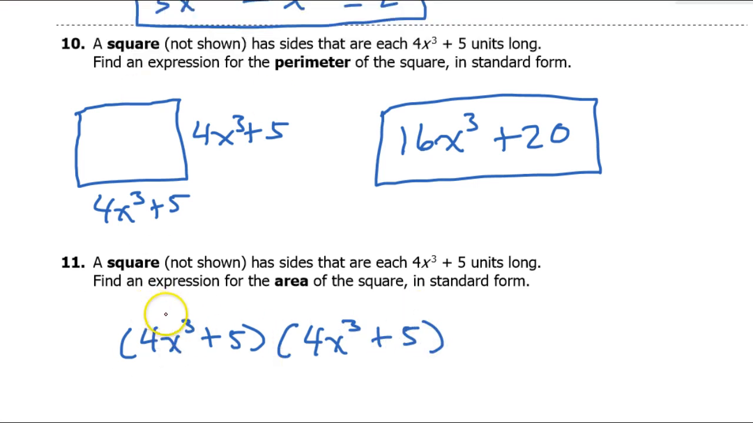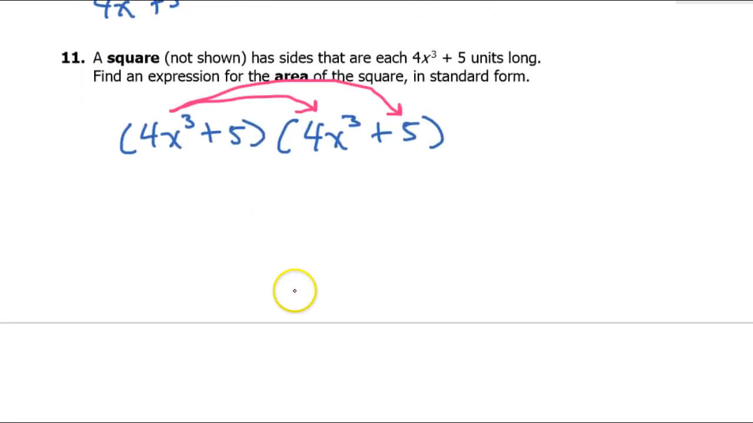So when you multiply, we have to do the distributive property twice. So I'm going to start by distributing the 4x cubed. Let's see, 4 times 4 is 16. x cubed times x cubed is x to the 6th power. Notice it's not x to the 9th power, you just add these up. And then 4x cubed times 5 is going to be 20x cubed.